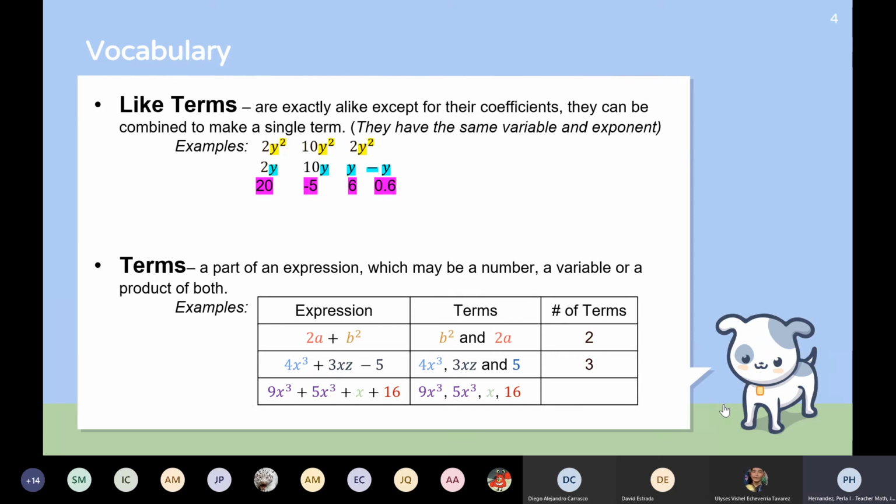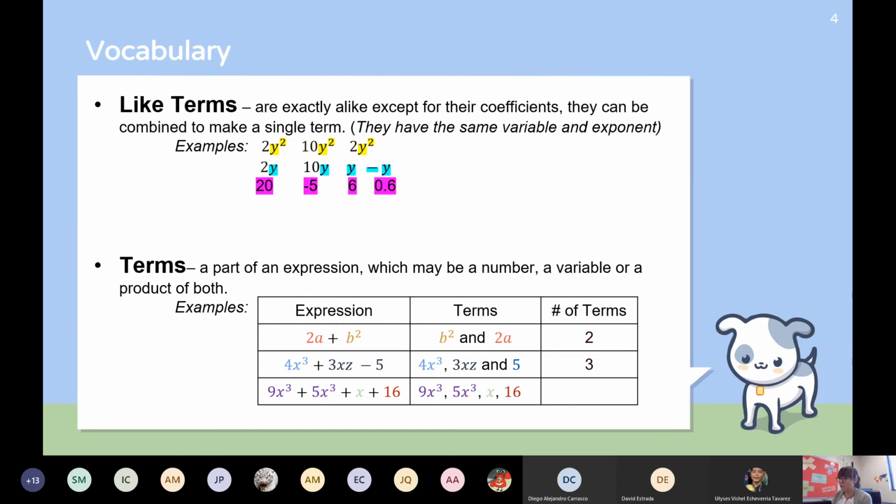Okay, so if you wrote 4, you are correct. Look, we have 9x to the power of 3, we have 5x to the power of 3, and we have x and 16. That's 4. Now, if you wrote 3, yes, you could be correct if I had asked you to simplify, but we're not there yet. So for right now, the number of terms were 4.